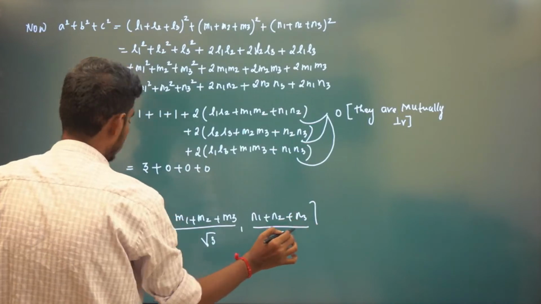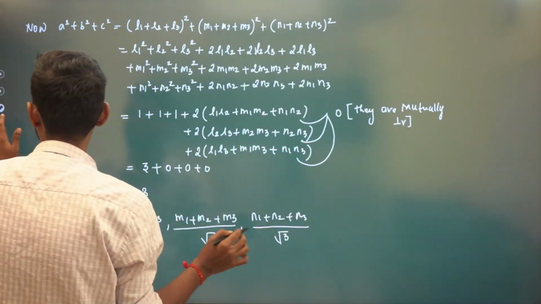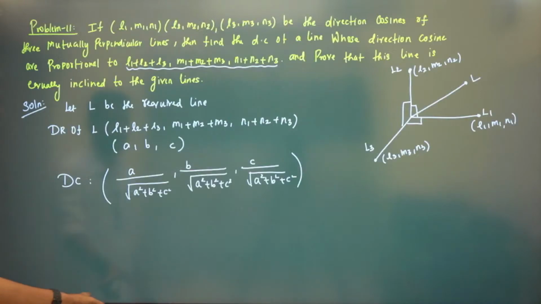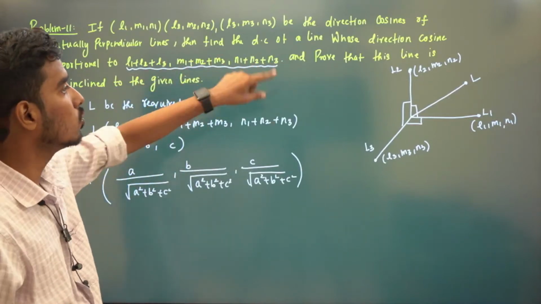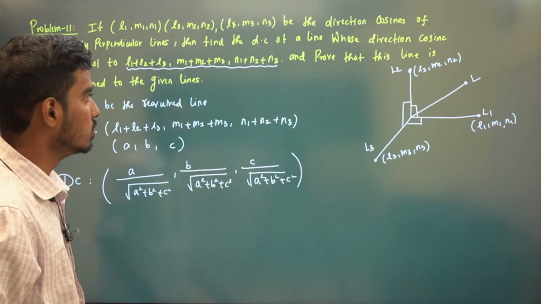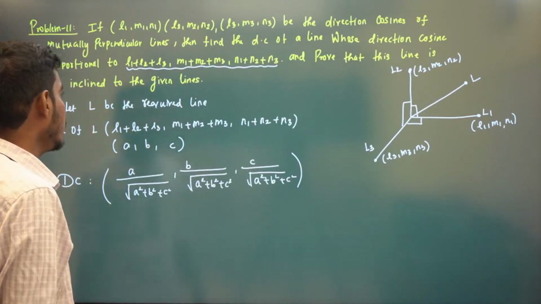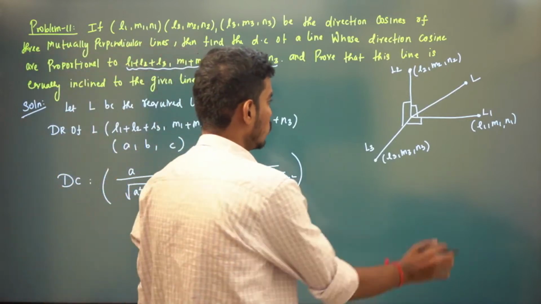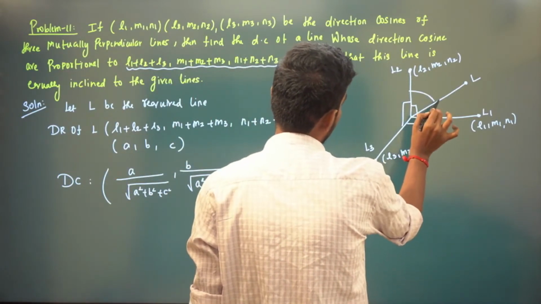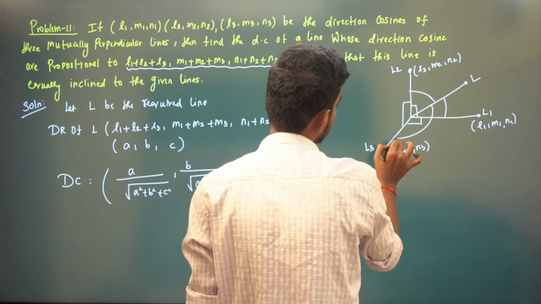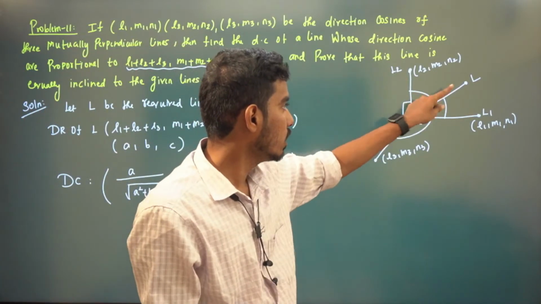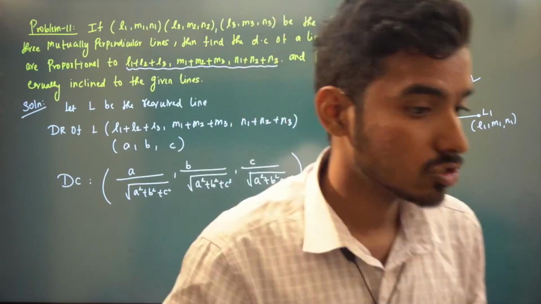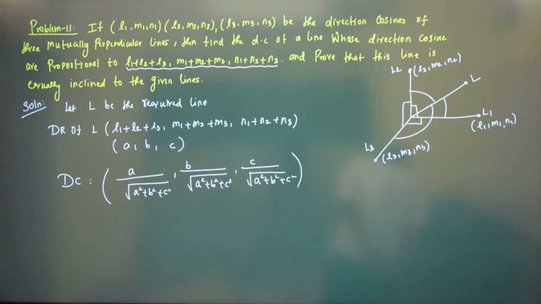This is the direction cosine of the line, right? Now we have found the direction cosine of a line whose direction cosines are proportional to this. Now prove that this line is equally inclined to the given lines. Very easy. You need to prove the angle between this and this, this and this, this and this are all equal. So the angle between L and L1, L and L2, L and L3 all has to be the same. So we need to find the angle between them.